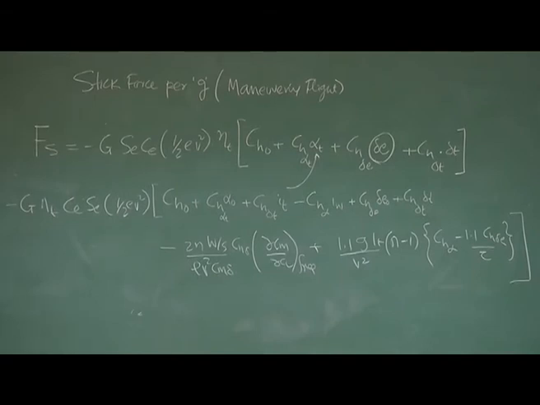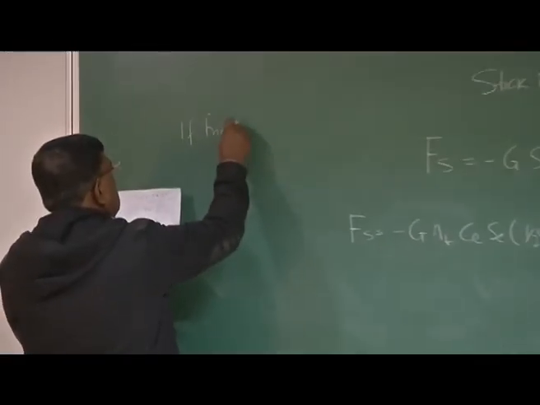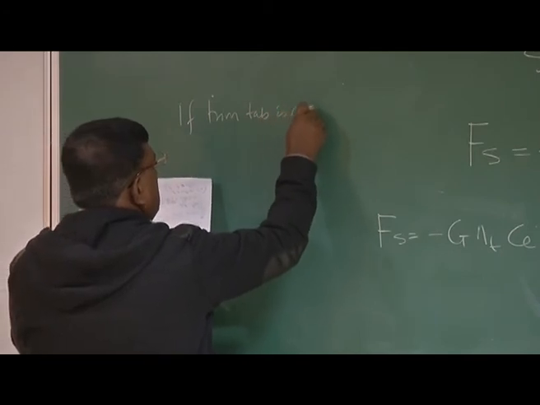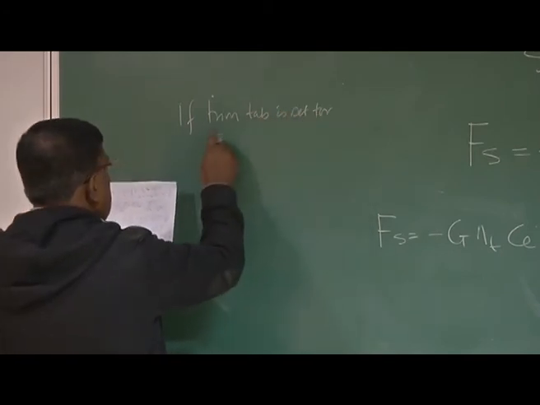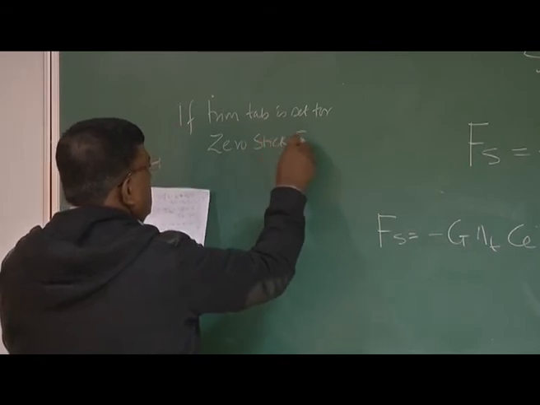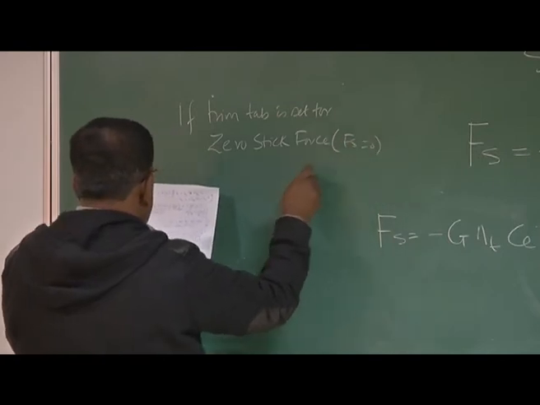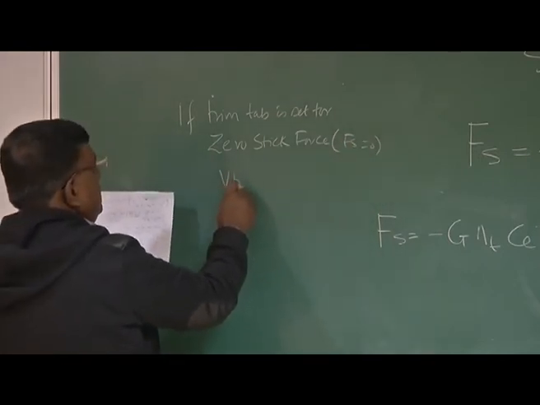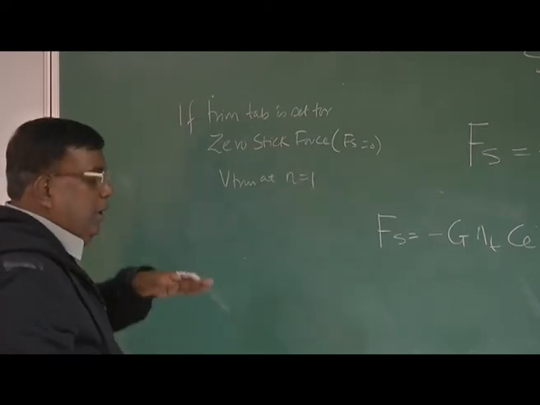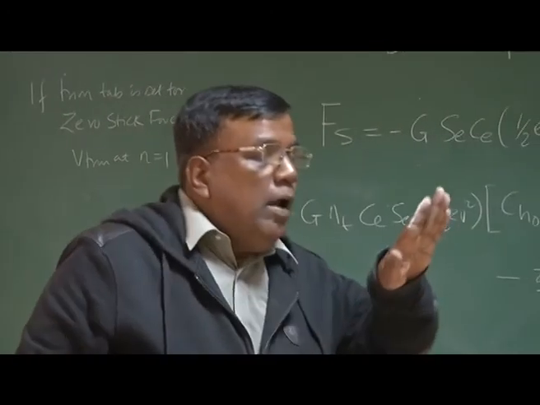So what do we say if the trim tab is set for 0 stick force, that is Fs equal to 0, V trim at n equal to 1? Why is this important? How do I do a pull up? I have a trim, lift equal to weight. Now I am doing a pull up.